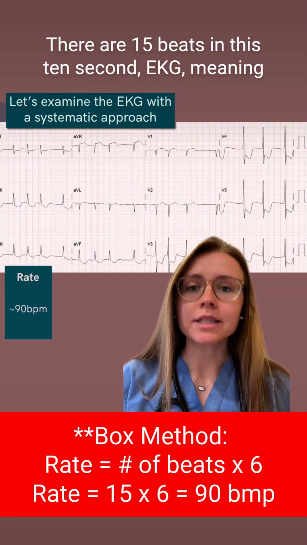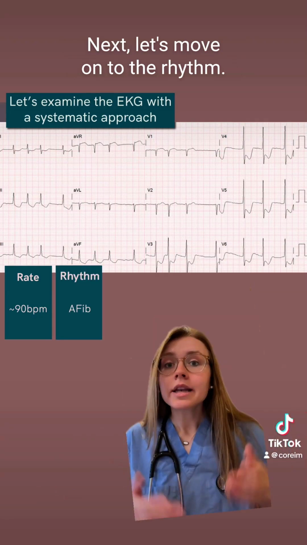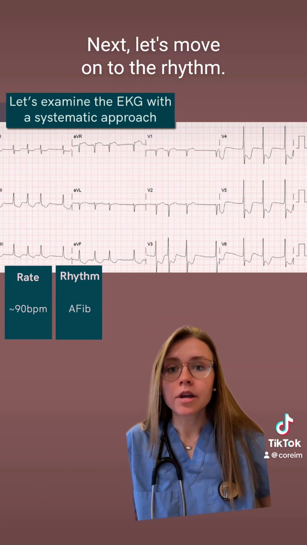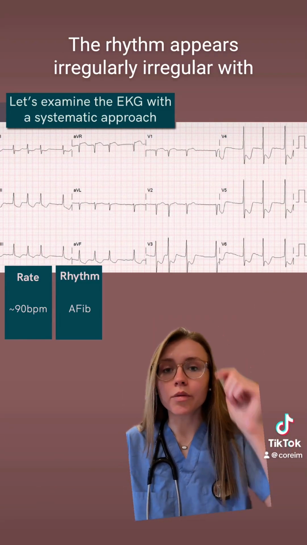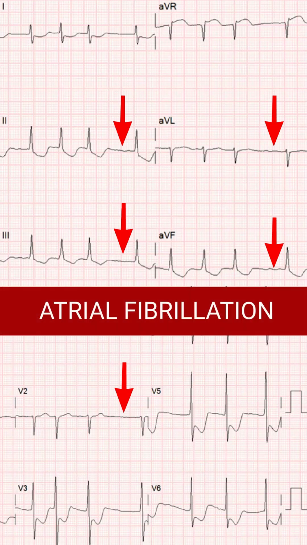There are 15 beats in this 10-second EKG, meaning that the rate is about 90 beats per minute. Next, let's move on to the rhythm. The rhythm appears irregularly irregular with no discernible P waves. This suggests that he's in atrial fibrillation.